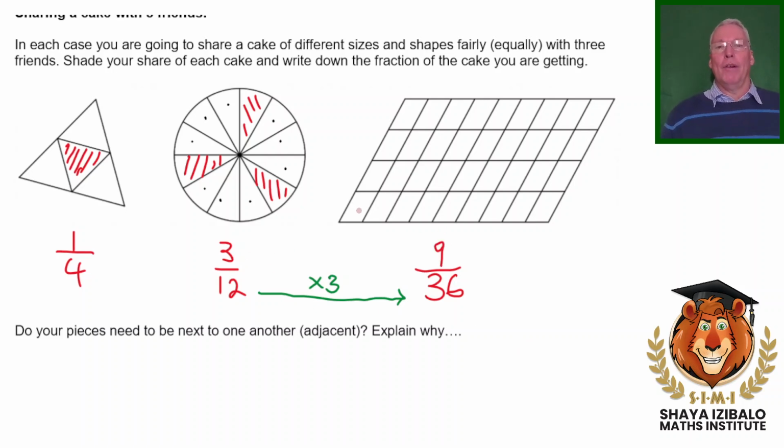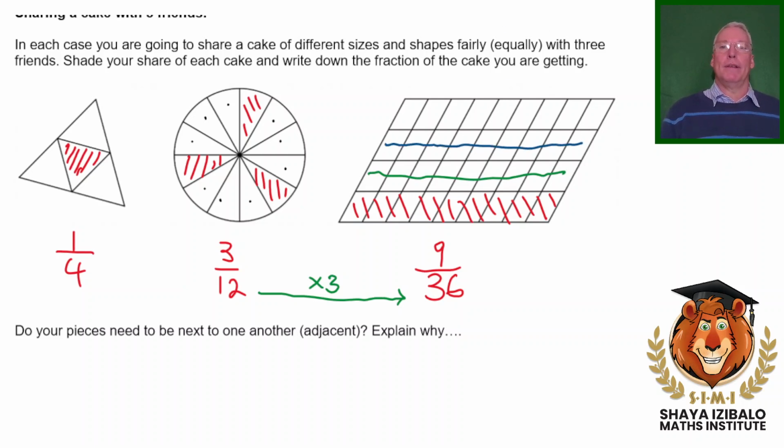And so we in fact want to shade the bottom row here has got 9 pieces in, and I think you can now see that it makes perfect sense because I've got one whole row and my 3 friends. Let's say the one friend gets these pieces over here, the next friend gets these pieces over here, and the last friend gets these pieces over here, and we've each got 9 pieces.